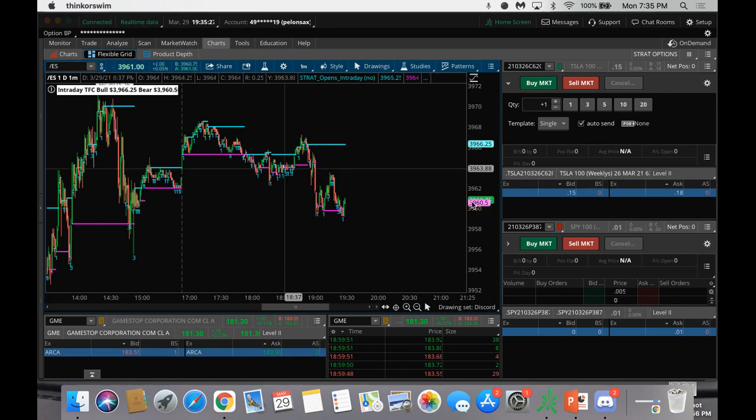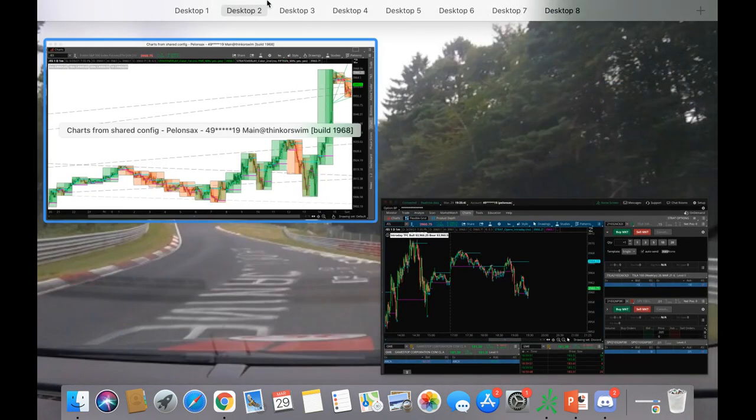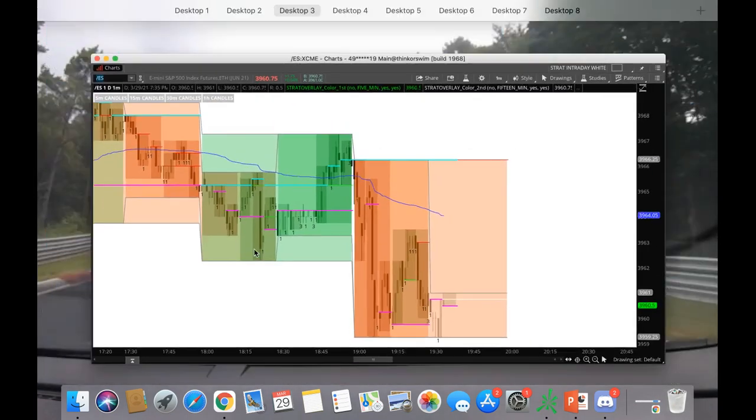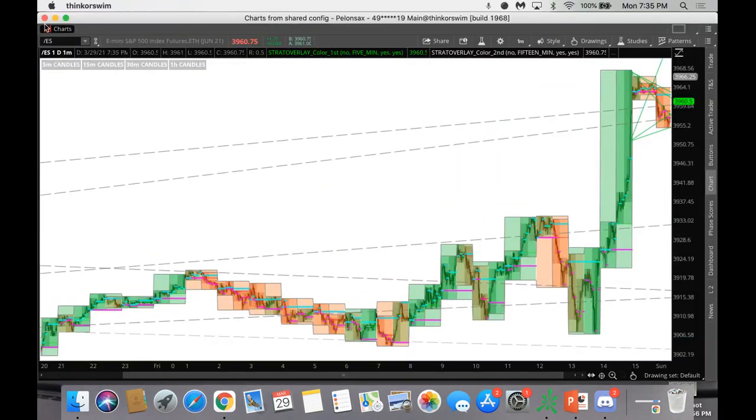There were these lines that went all the way across the screen. There were lines that came out from the right and whatnot. But really, I think that the best tool for seeing time frame continuity is by far these overlays. Let me close this out here.